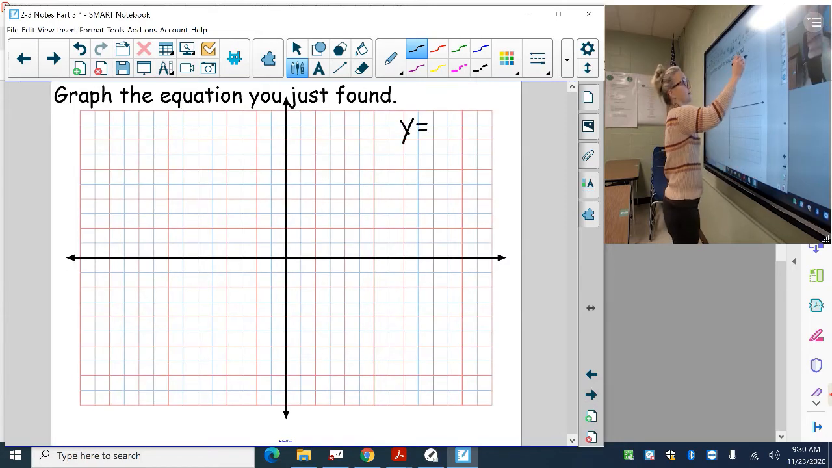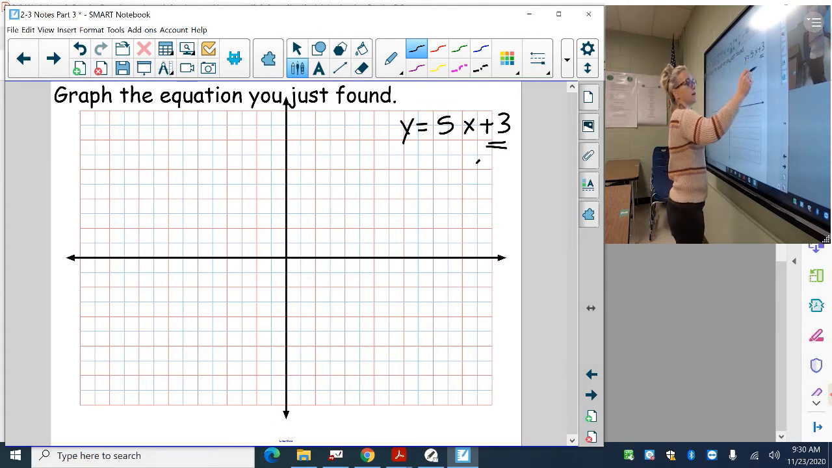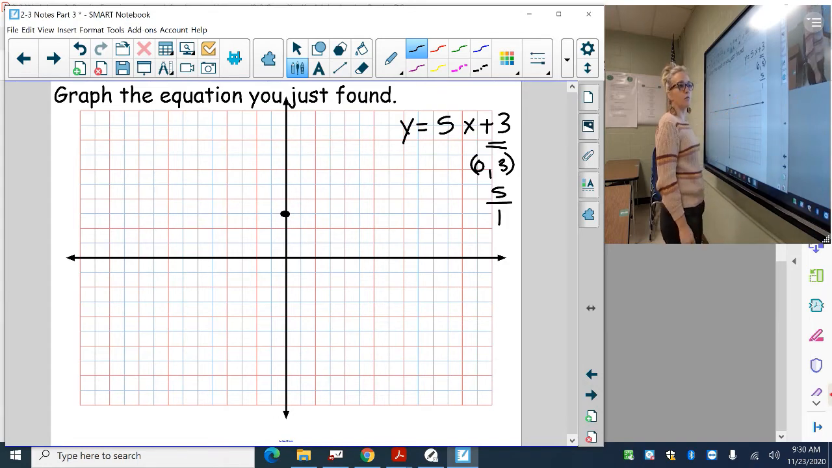So y equals 5x plus 3, how do I do that? Well, my slope was 5 and my y-intercept is (0, 3). So I'm going to start at (0, 3). Always start with your y-intercept. We can look back on the last page, but it's (0, 3). So 1, 2, 3, that's where it crosses the y-axis. And then my slope is 5, or if you write that as a fraction, 5 over 1.